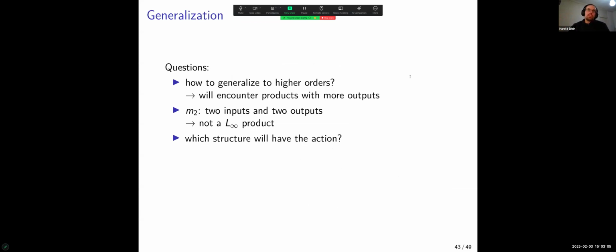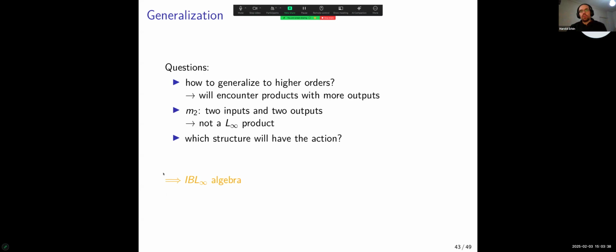So here are some questions for the generalization. How can we generalize this to higher order? Because we get a product with more and more outputs. M2 has 2 inputs and 2 outputs, so it's not an infinity product. And so we need to find a structure for the action. Because if we find the symmetry and the structure, maybe we can just write the action and then try to gauge fix and reproduce the old action instead of doing it by trial and error.